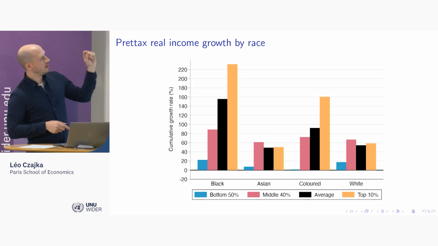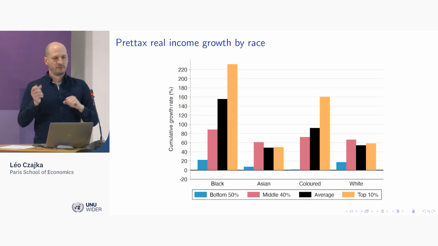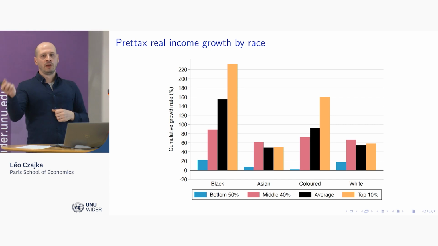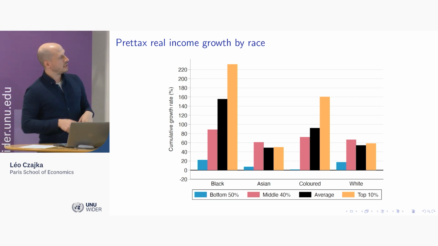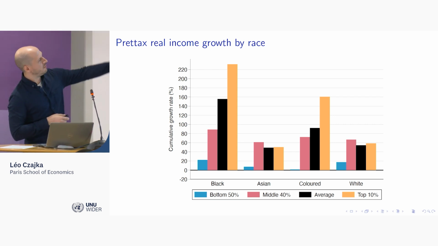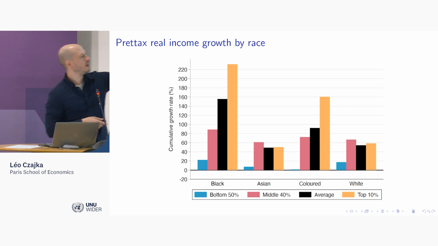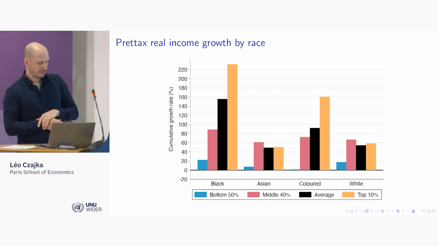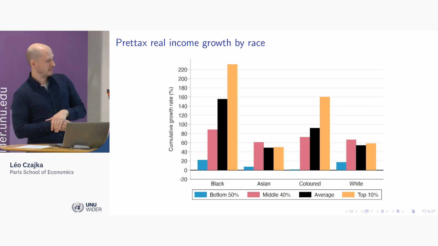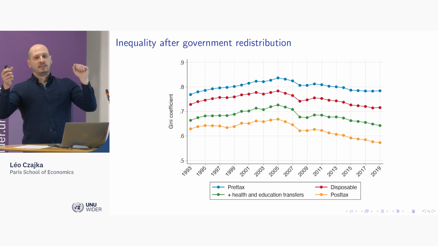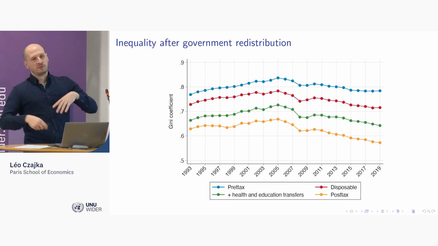If you look at the growth incidence curve from 1993 to 2019, you can see that the group that benefited most from the entire period are the top 10% of the black income group. That's the large yellow bar. Their income increased by 220%. So how did inequality evolve after the entire government redistribution?